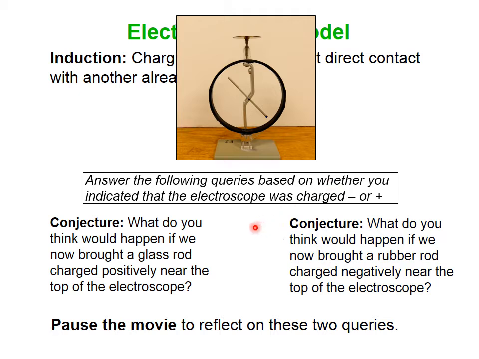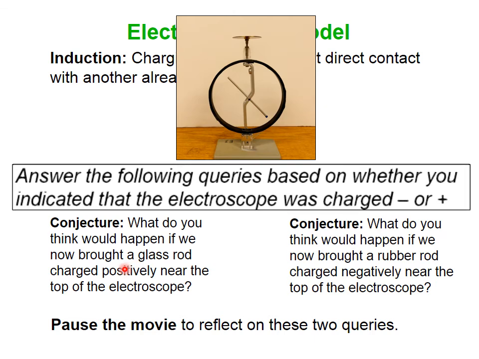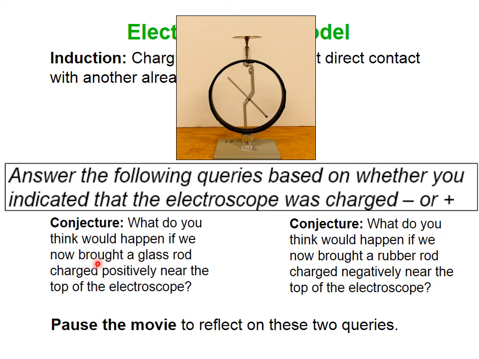So when you look at this conjecture, you make the assumption either negative or positive. I'm going to say negative for the moment. So what do you think would happen if we now brought a glass rod charged positively near the negatively charged electroscope? That's assuming it is negatively charged. I'm also going to conjecture, what do I think would happen if I brought a charged rubber rod near this negatively charged electroscope?